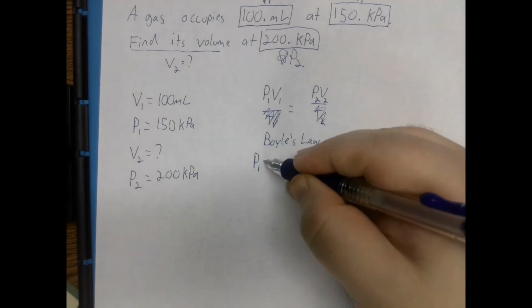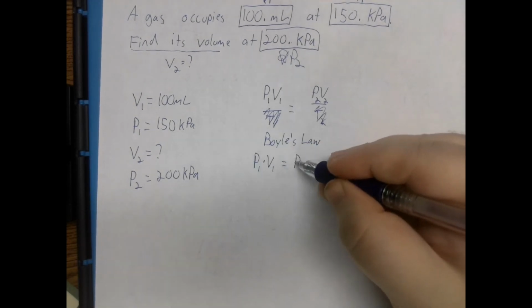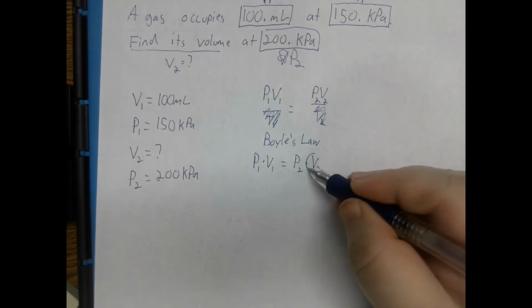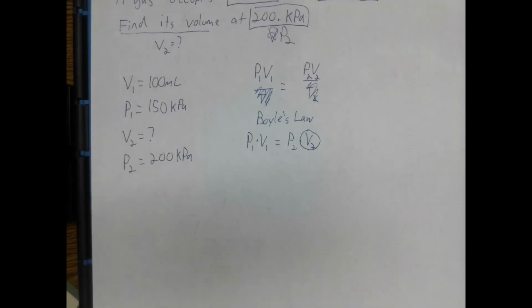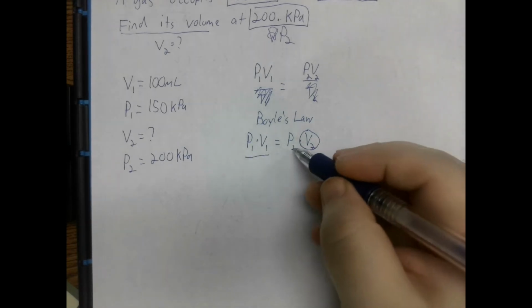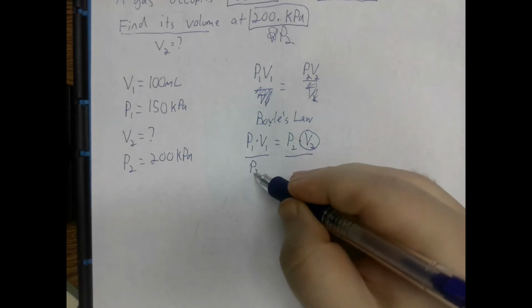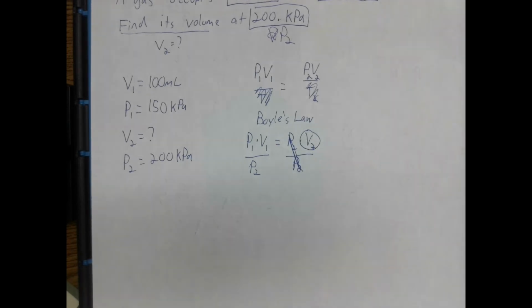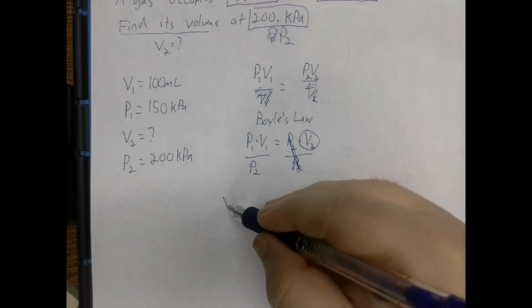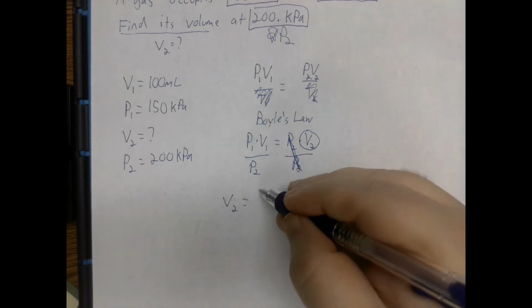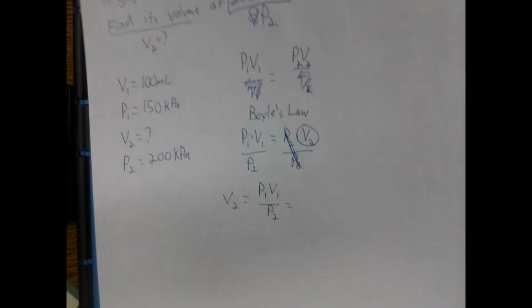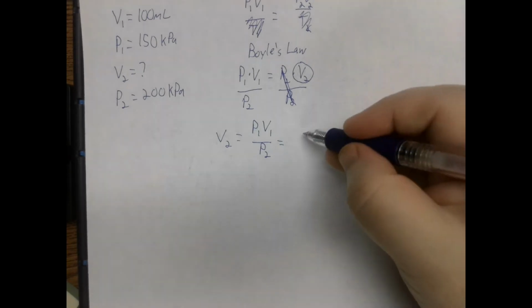So P1 times V1 is equal to P2 times V2. We are solving for V2. So to get V2 by itself, we divide by P2 on both sides of the equation. P2 divided by P2 cancel each other out, and so we're left with V2 is equal to P1 V1 over P2. Once you do the algebra, you just plug it in.